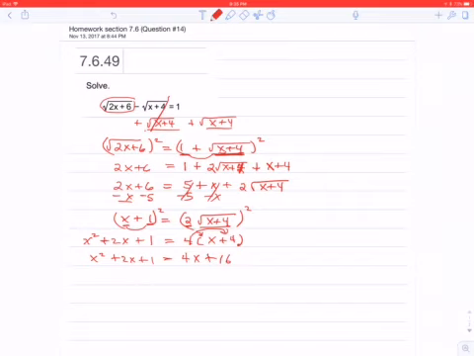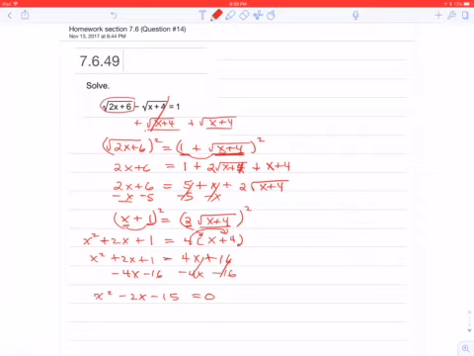So we have a quadratic equation. I'm going to set it equal to 0 and solve it by using the zero factor theorem. So I'll subtract 4x from both sides and 16 from both sides. So I have a quadratic equation equal to 0.